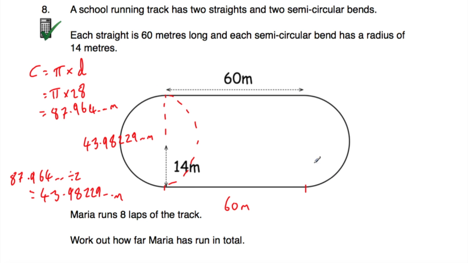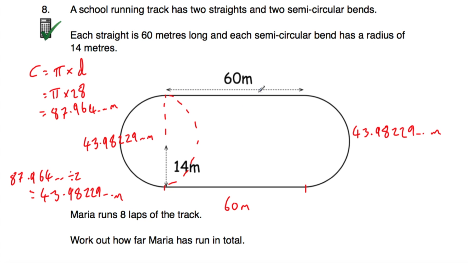So let's have a look at the right hand side of the running track. Well, it's got a semicircle as well, and it's got a radius of 14 meters, the same as this one. So that means that the length of this arc would be the same as the length of this arc. So it would also be 43.98229 and so on meters.